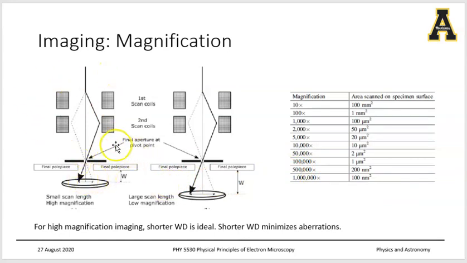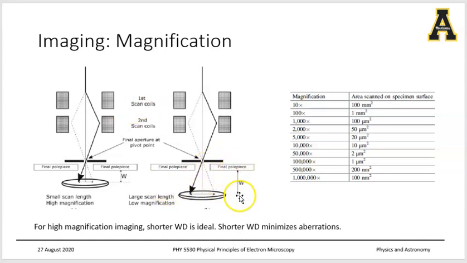So this is just a schematic of two different cases. In this case, you have a smaller working distance, and here you have a larger working distance, W. If the sample is closer to the aperture, then the amount of deflection you need from the scan coils is going to be less. That means you're scanning over a smaller area, but the image is formed on the same monitor, versus here you're scanning over a larger area, right?